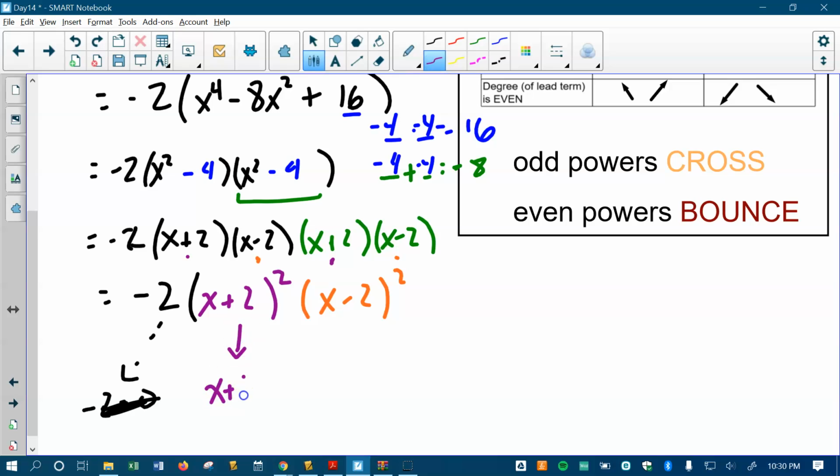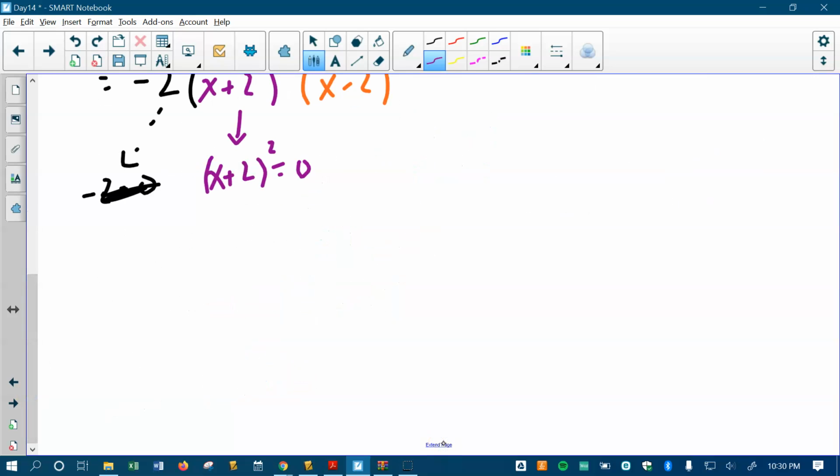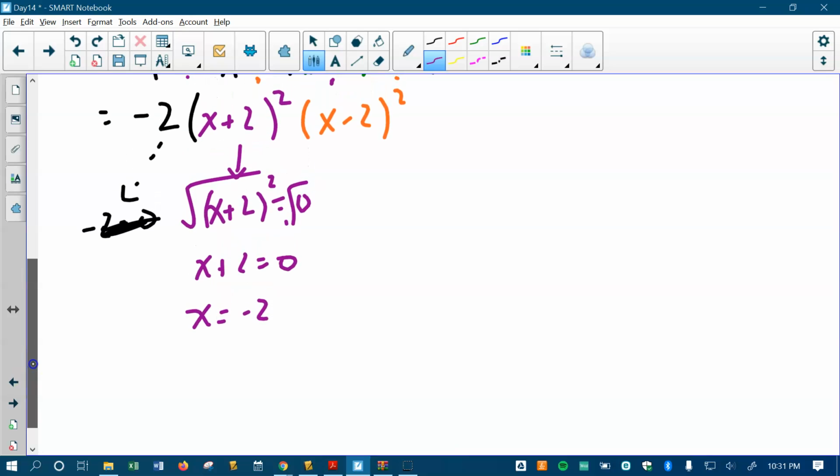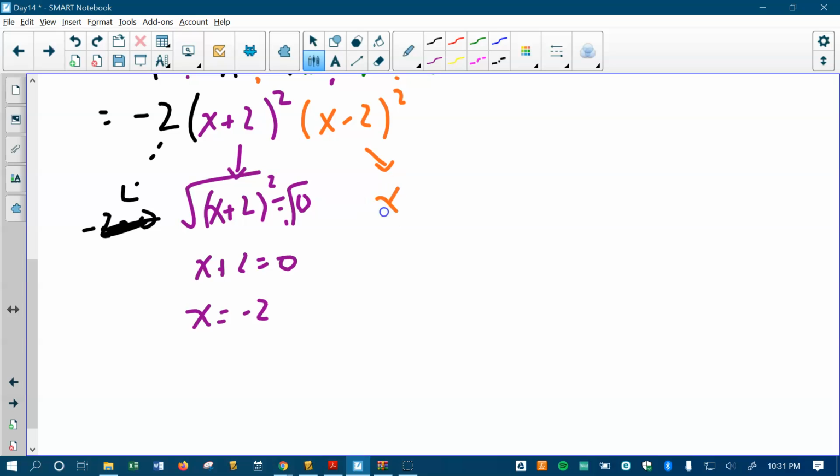So let's set x plus 2 squared equal to 0. The way we're going to solve that is we can take the square root of both sides, and we'll get x plus 2 equals 0. So again, we just took the square root of both sides. And then we get x is equal to negative 2. So that's one answer. The second answer is going to be, again, set x minus 2 squared equal to 0 and take the square root of both sides. And I hope you find that you get an answer of x equals 2.